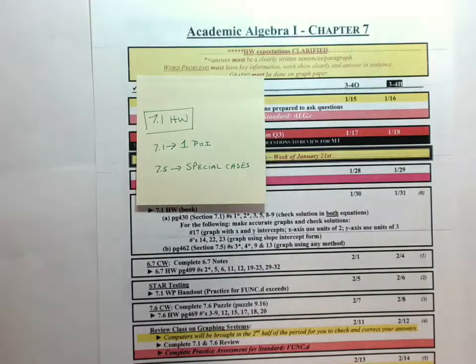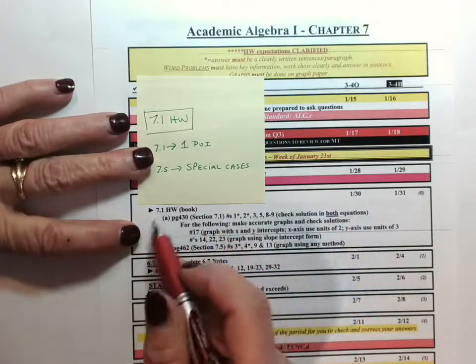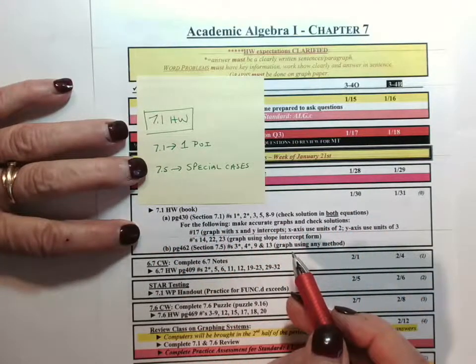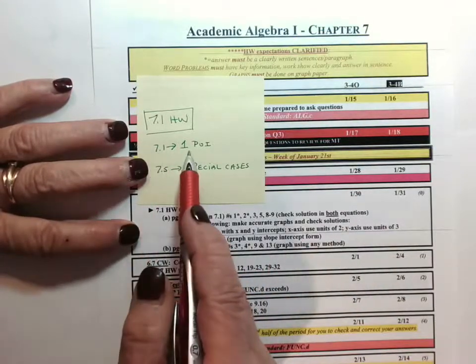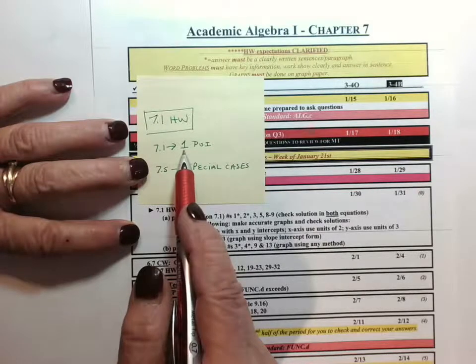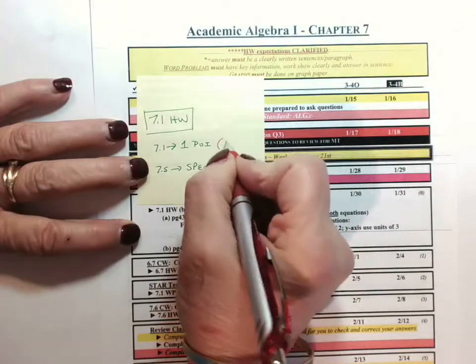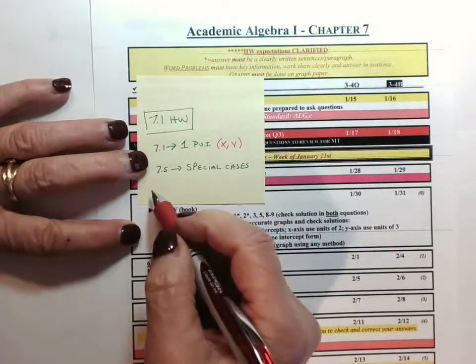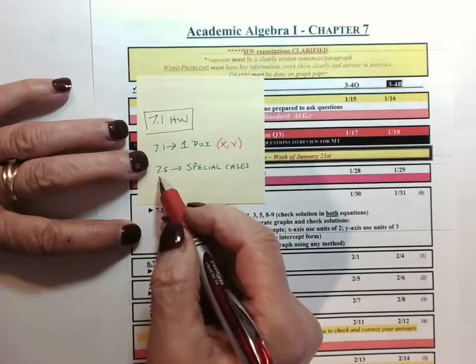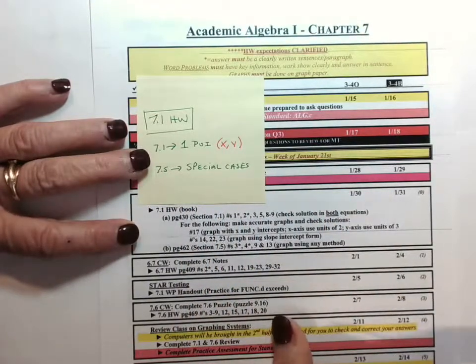Today I'm going to be discussing the answers to your 7.1 homework assignment, which was this homework assignment right here. It covered two sections actually. It covered 7.1, which means that our systems have one place where they intersect. It's one point of intersection, and you're going to get an ordered pair of x, y. The second section that's covered is 7.5, and those are special cases. So let's see how you did on your homework.